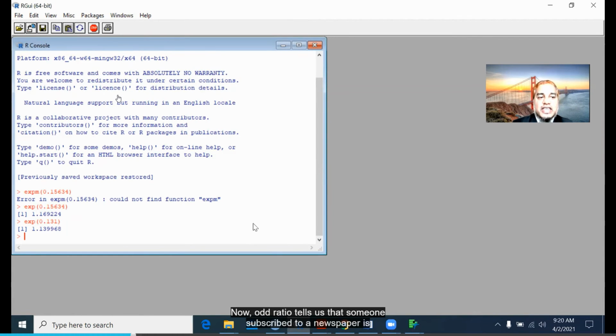Now, the odds ratio tells us that someone subscribing to a newspaper is 13% higher than someone not subscribing to a newspaper. So this is what the odds ratio tells us. We can see the chance of subscribing to a newspaper is higher than not subscribing to a newspaper. Does that make sense?